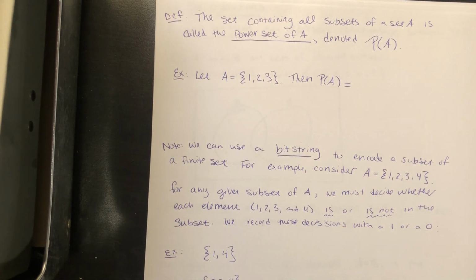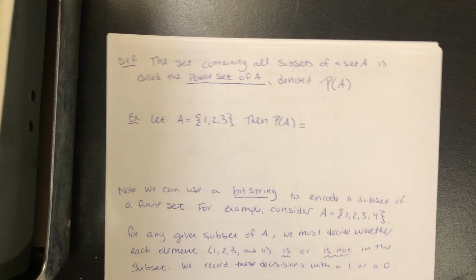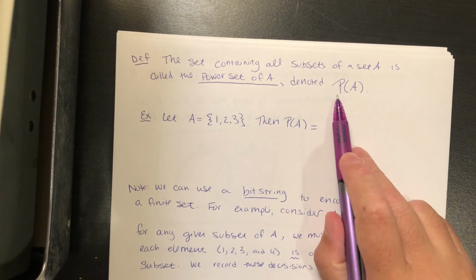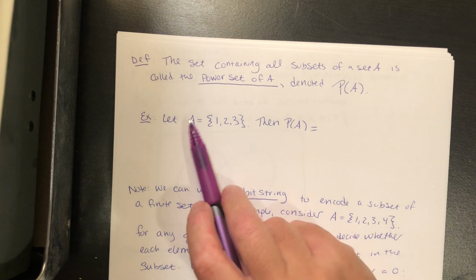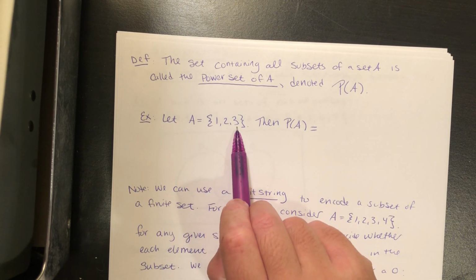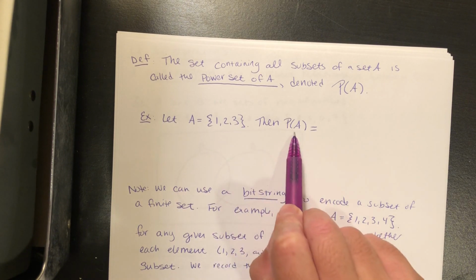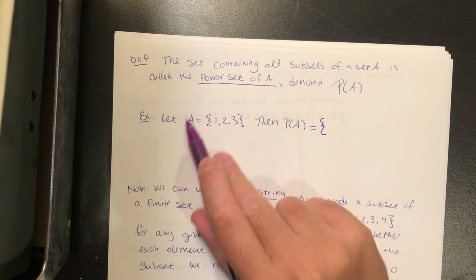Now, sometimes it's useful to talk about all the different possible subsets of a particular set A. And we call it the power set of A, and we use this sort of cursive P of A to say the power set of A. So the power set is just all possible subsets of A, joined together in one big set. So let's look at an example. If A is a set that contains the elements 1, 2, and 3, the power set of A is just a set containing every single subset of A.